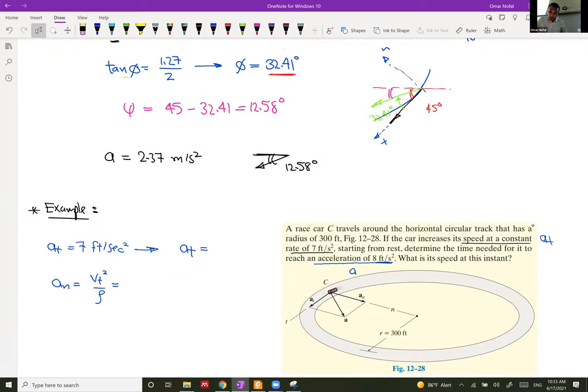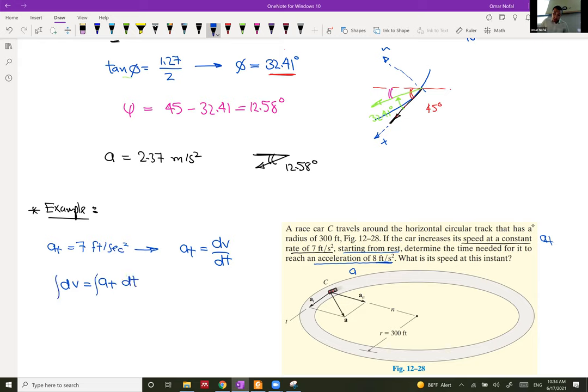So the A tangent is equal to dV/dt, which is the time rate of change of the velocity. Let's solve for dV. We will be using the term that he said, that it's starting from rest, so we know the V node. So here, dV should be equal to A_t dt.